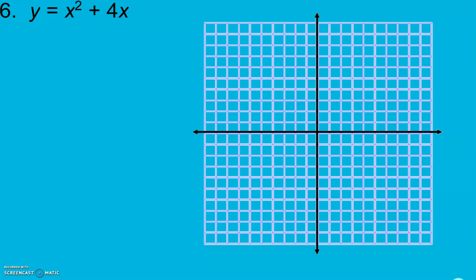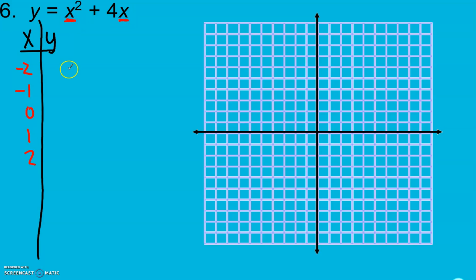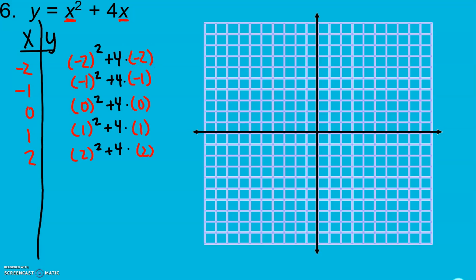Go ahead and pause here and give this one a try. We're going to go ahead and start off with our table of values. I'm going to insert -2, -1, 0, 1, and 2 to start with. And again, those x values go into the x spots in my equation. So here I'm going to have -2. It's still squared from my equation, plus 4 times my x value, which is -2. I went ahead and plugged those in just to save us some time.